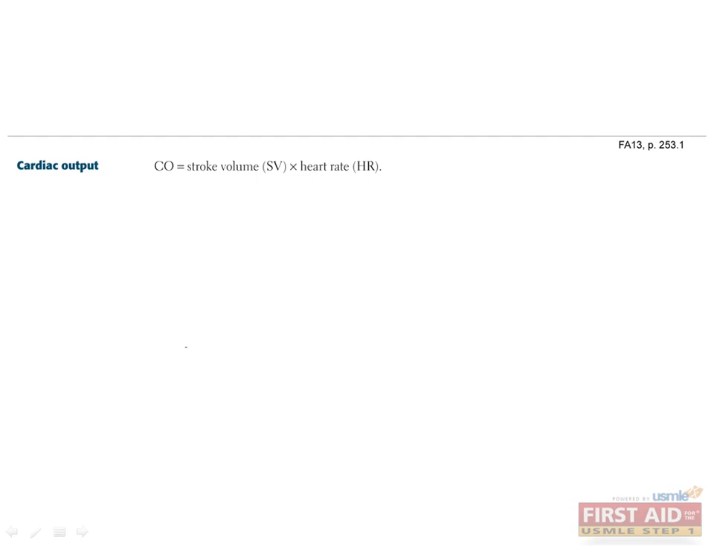If the heart pumps more blood per beat, called stroke volume, cardiac output will go up. It will also go up if the heart beats faster, also known as heart rate, while still pumping the same amount per beat. So, to review, stroke volume times heart rate is the simplest way to calculate cardiac output.